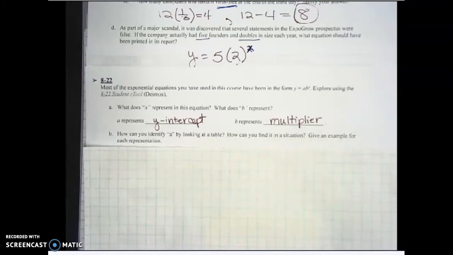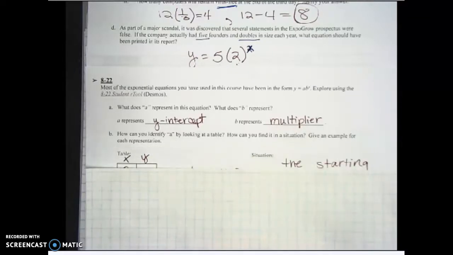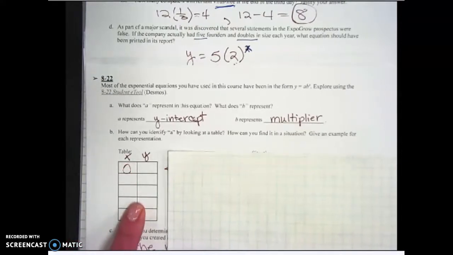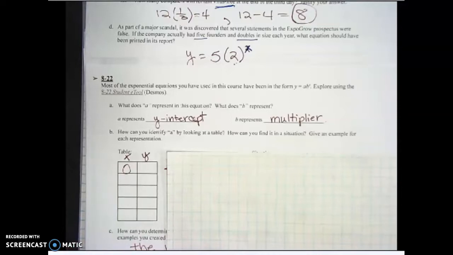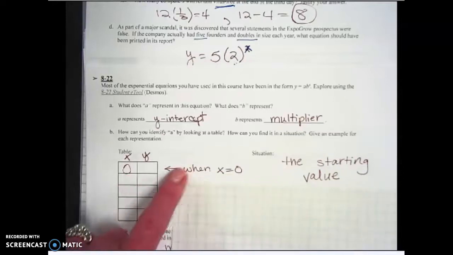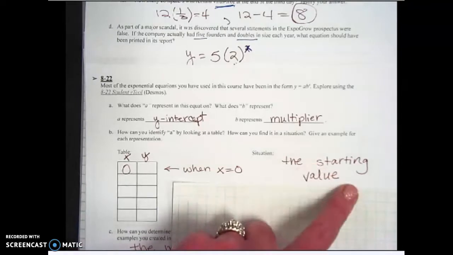So for part B, it says, how can you identify A by looking at a table? And how can you find it in a situation? Give an example for each representation. So on your table, you're going to fill in some numbers of what's going to happen and make up a situation. It could be growth or it could be decay. Okay? And your 0 is going to be when you have your A. That's what we call your starting value.